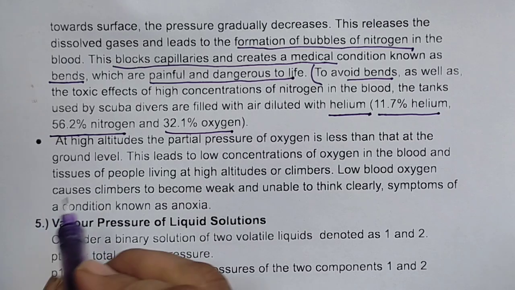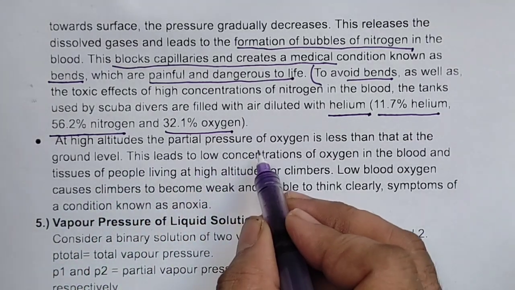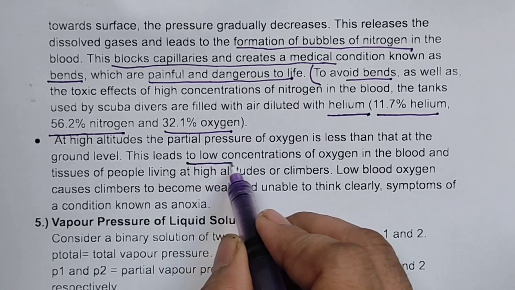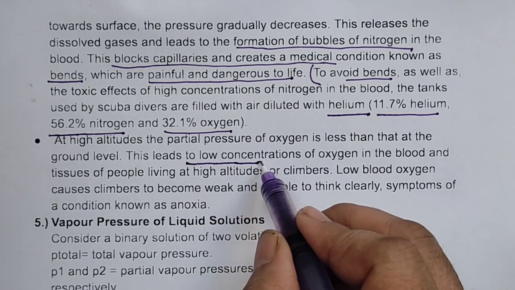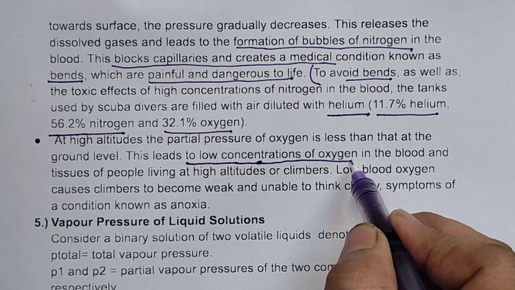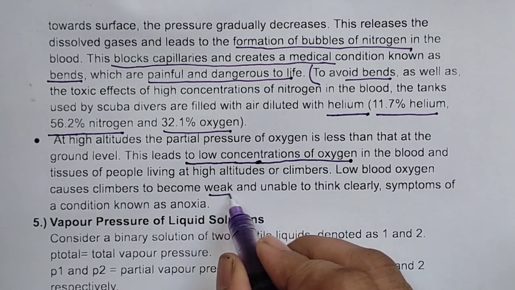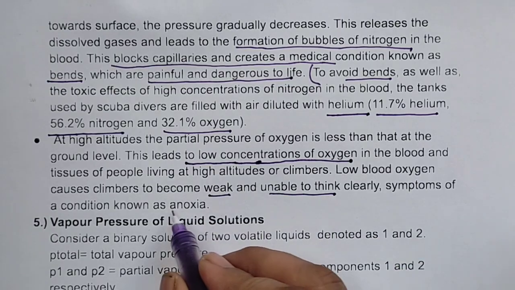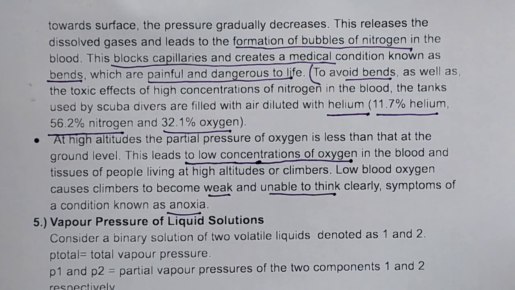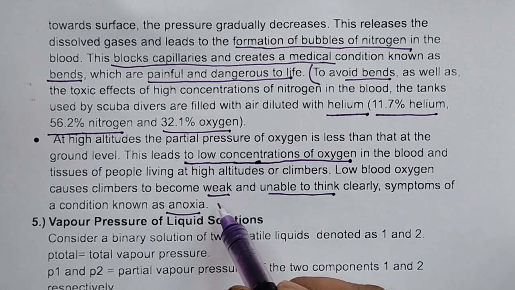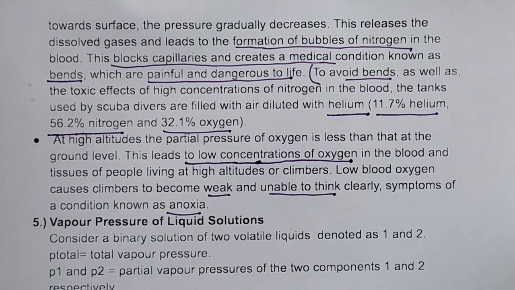The next application is at high altitudes, where the pressure becomes less. When climbers climb up the mountain, because of the low concentration of oxygen, they become weak and are unable to think. That is a medical condition called anoxia. Because the pressure is low, the amount of air which gets dissolved in their blood also decreases. That makes them feel weak and unable to think.